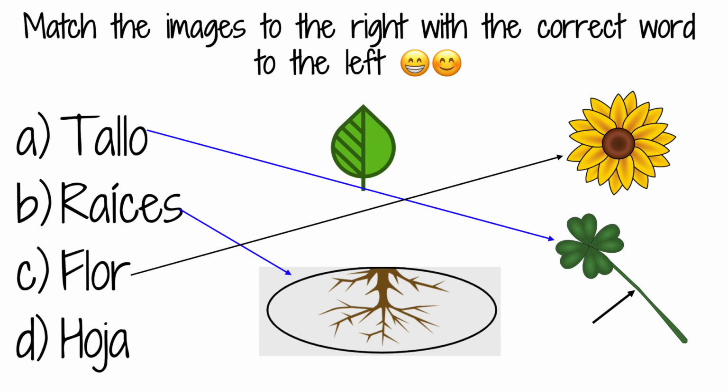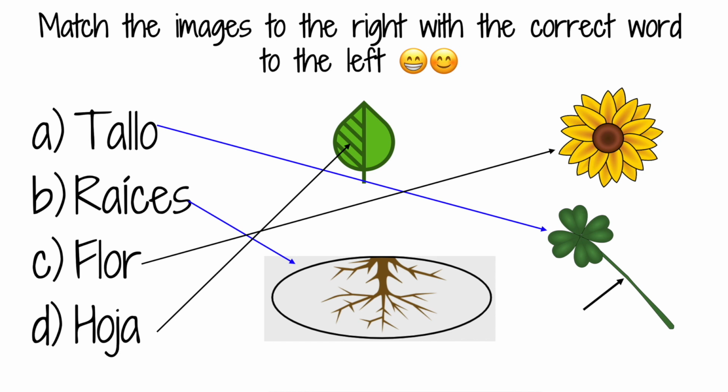Excelente. If you guessed the yellow flower, then yes, that is a flor, which in English is a flower. So moving to our last option there, D, we've got hoja. Remember that H is silent. So repeat, hoja. Looking at our images, we've already chosen 3. So our last option is hoja, which is a leaf.